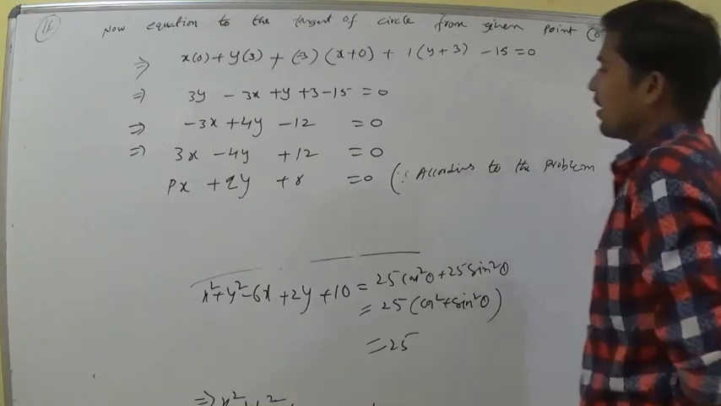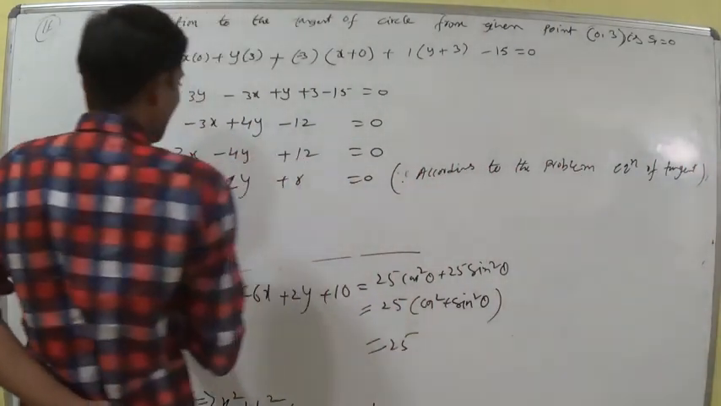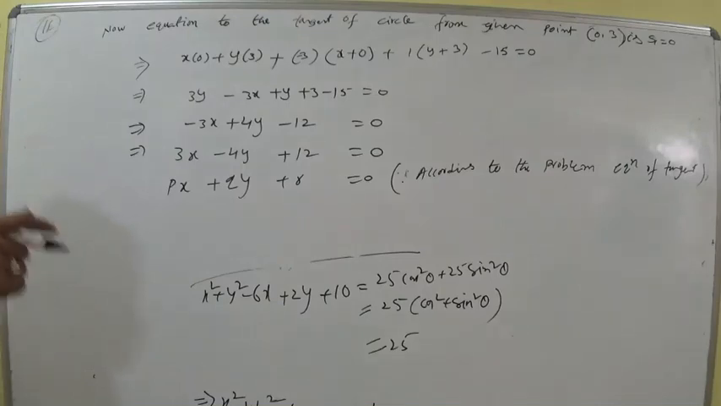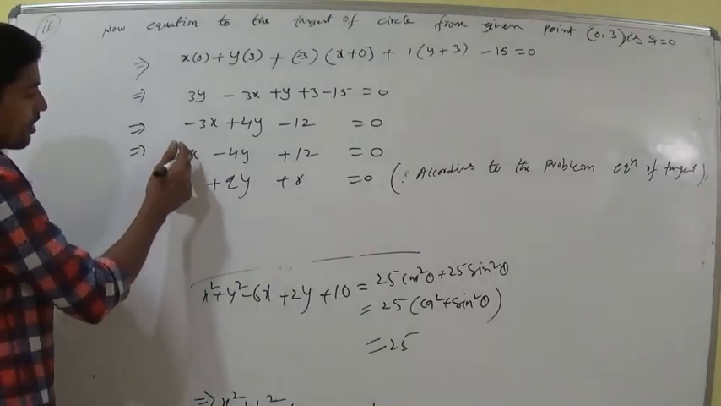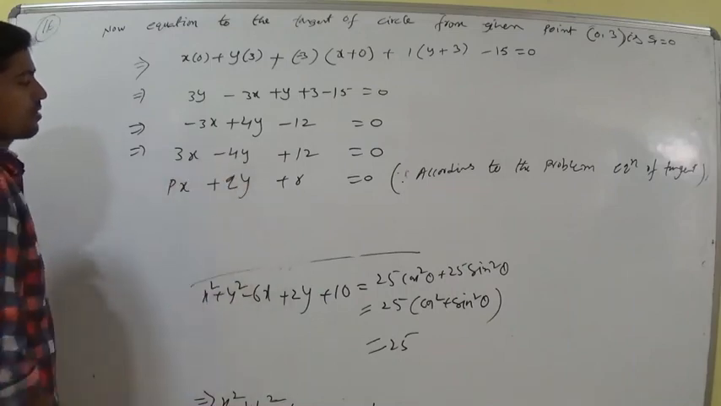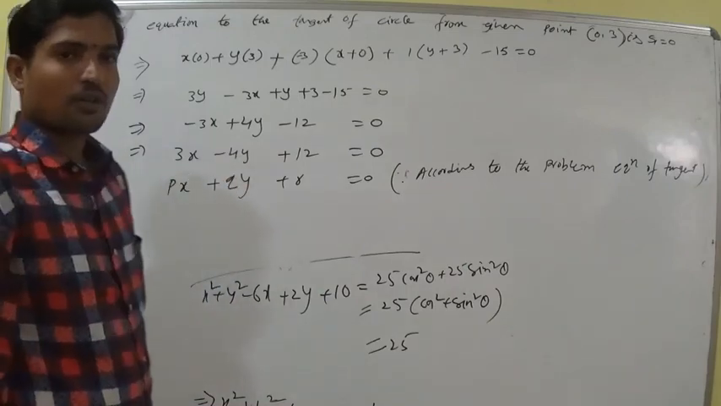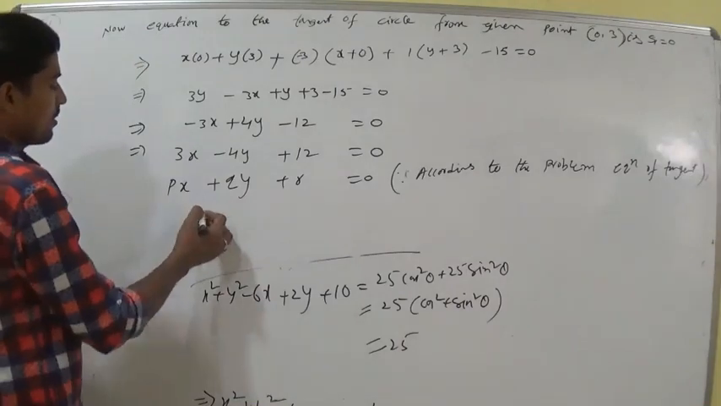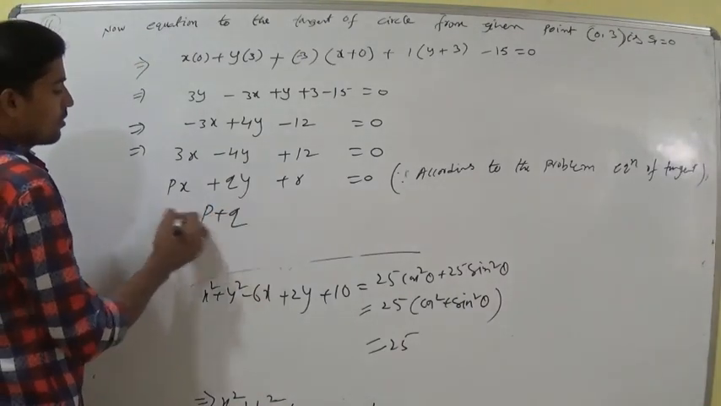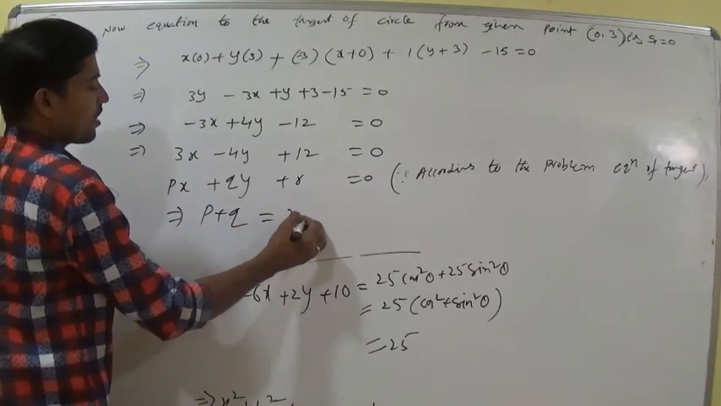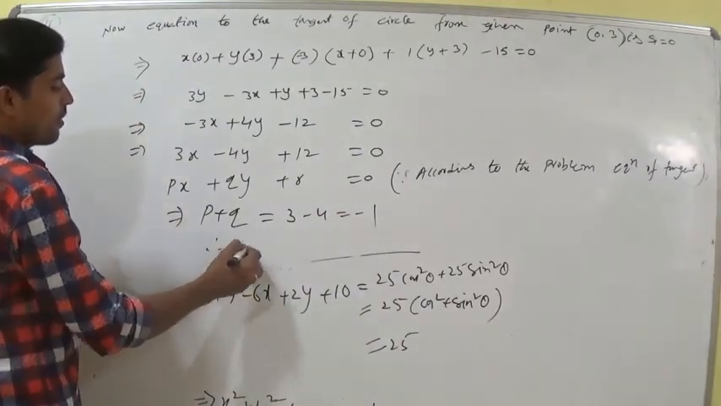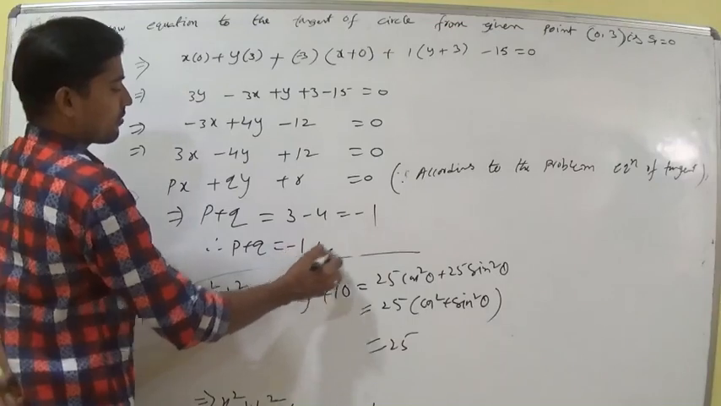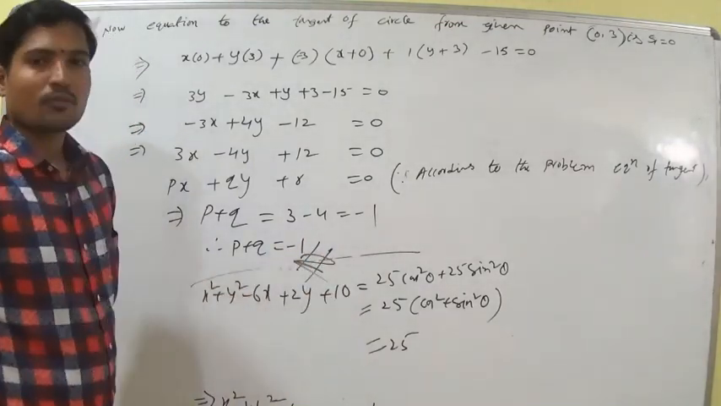Equation of tangent. Now he needs the sum of the values of p and q. Here p is 3 and q is -4. Their sum is p plus q equal to 3 minus 4 equal to -1. Therefore p plus q is equal to -1. Right? Next one.